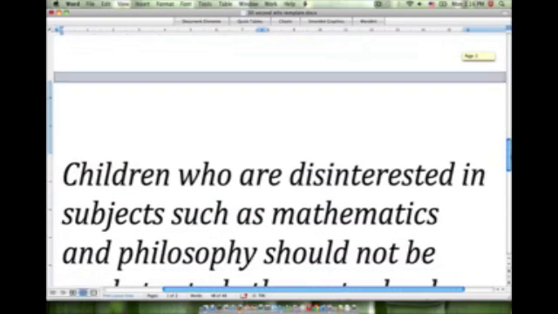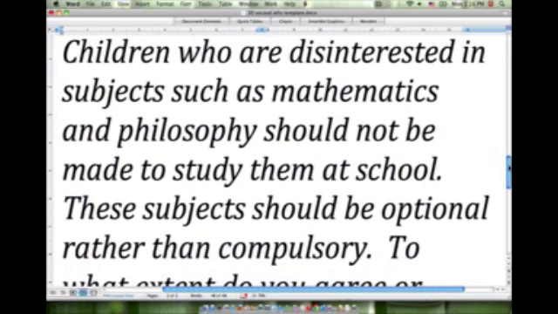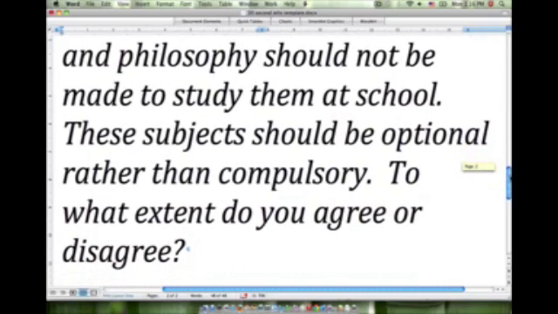Let's look at the question as it was seen a few days ago. Children who are disinterested in subjects such as mathematics and philosophy should not be made to study them at school. These subjects should be optional rather than compulsory. To what extent do you agree or disagree?